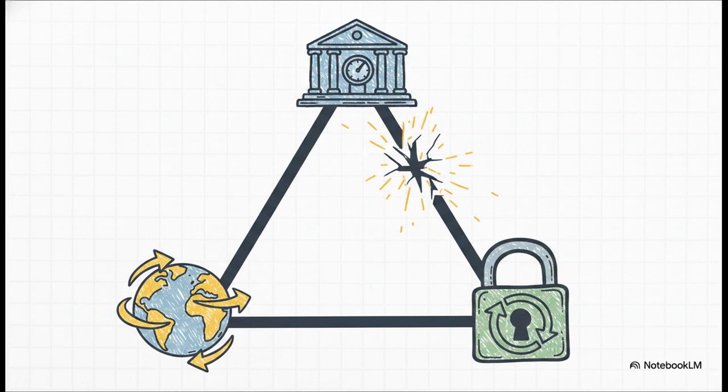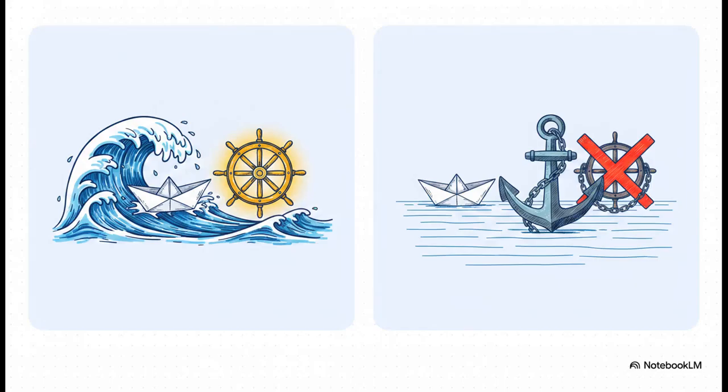But here is the agonizing catch. They can only ever possess two of these three superpowers at once. If you try to grab all three, the entire system inevitably breaks. Let's actually compare these real-world trade-offs directly.